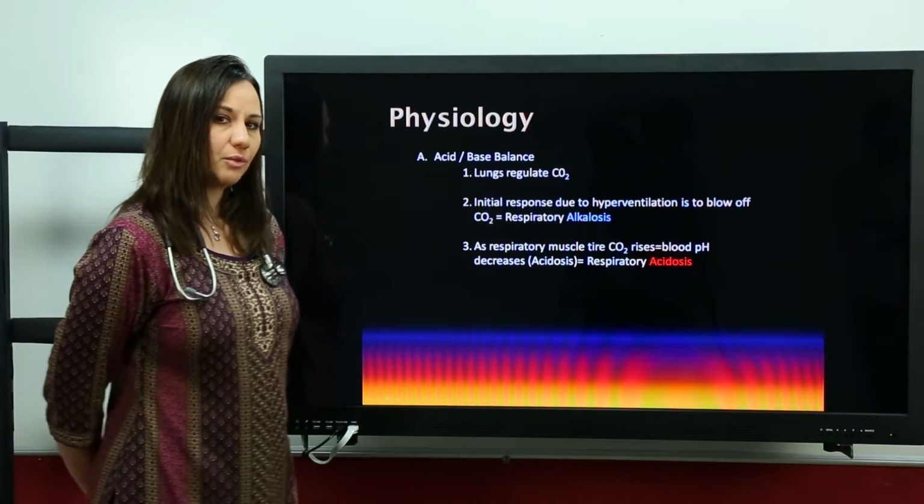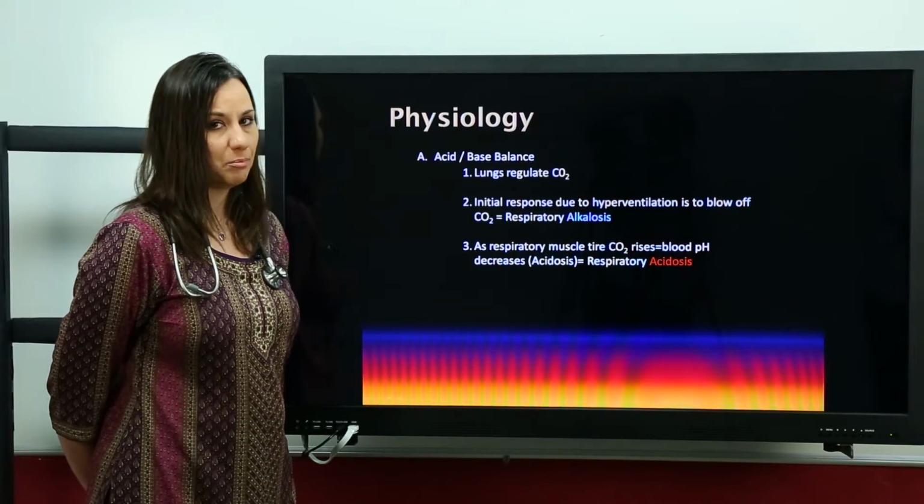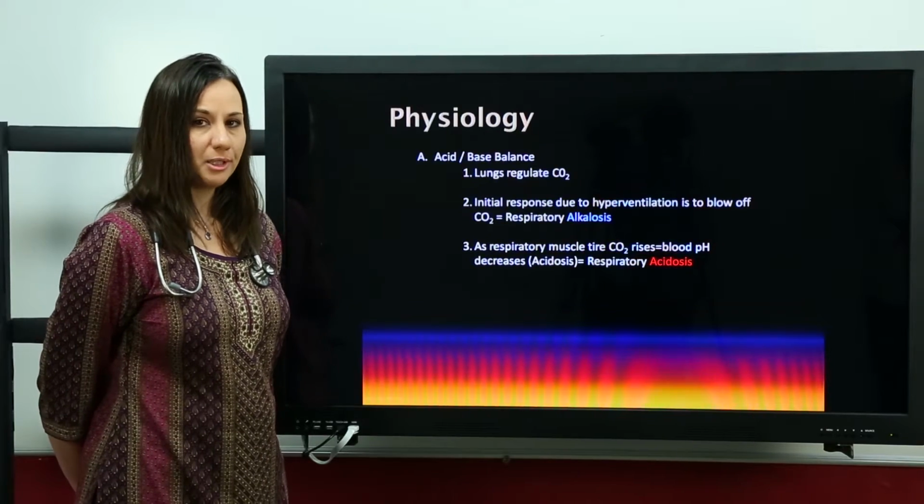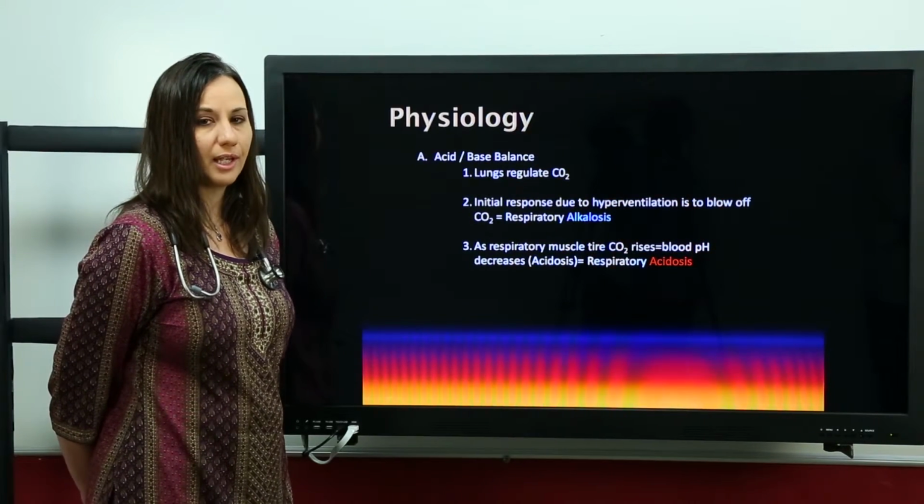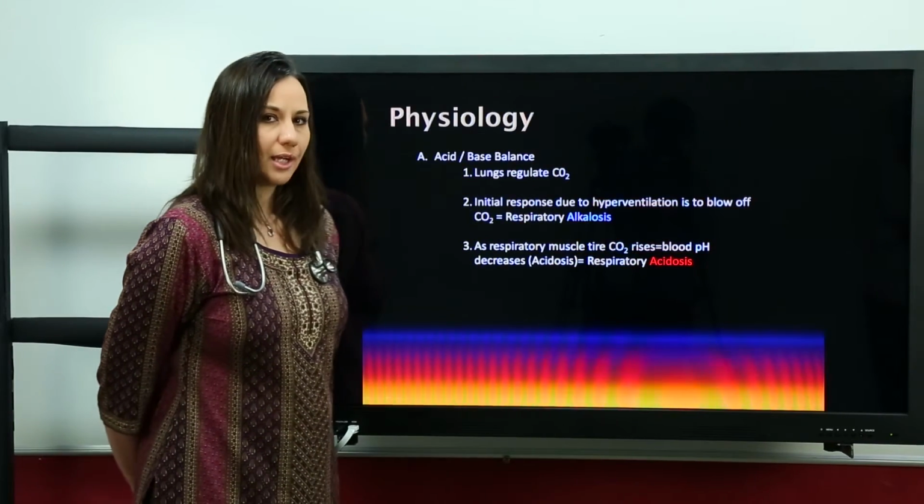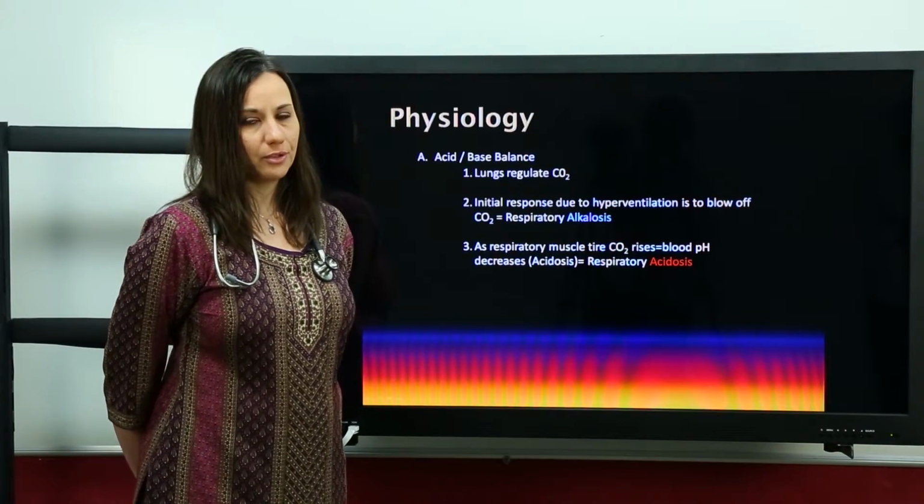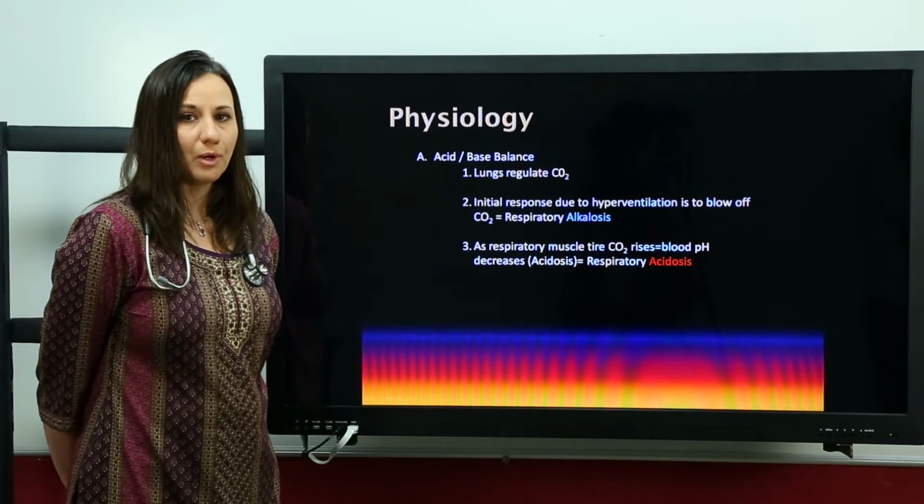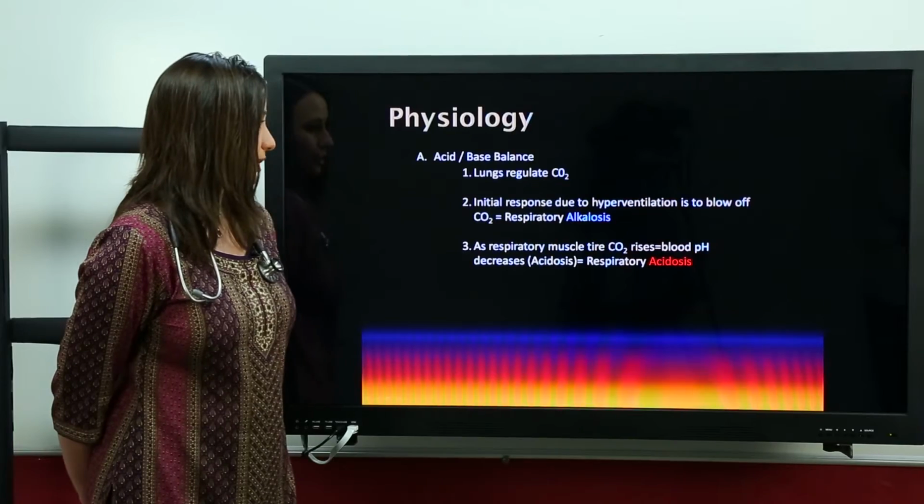Another physiological function of the lungs is acid-base balance. The lungs help to regulate carbon dioxide, which is considered an acid within our bodies. When we look at either respiratory acidosis or respiratory alkalosis, you have to think about what's going on in the body to cause those conditions.